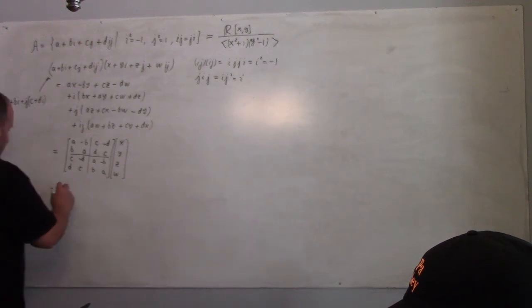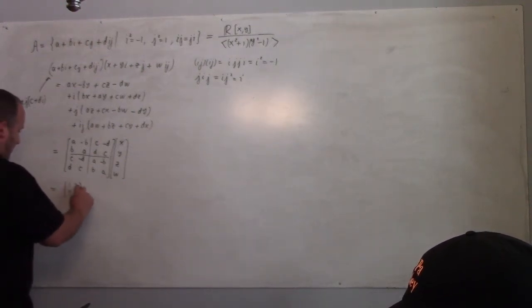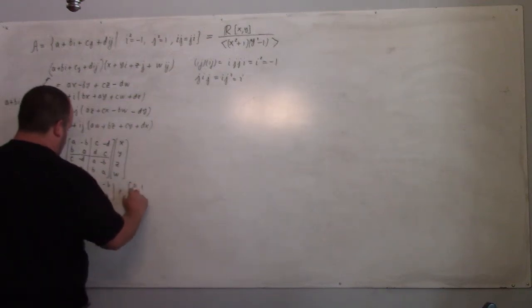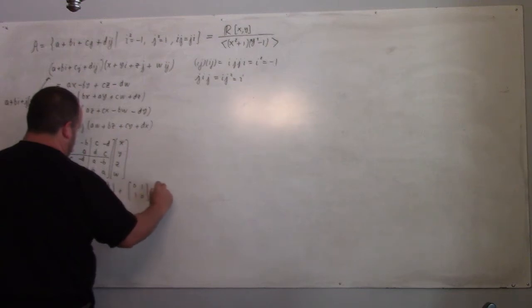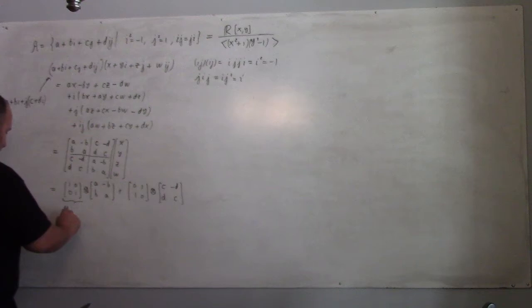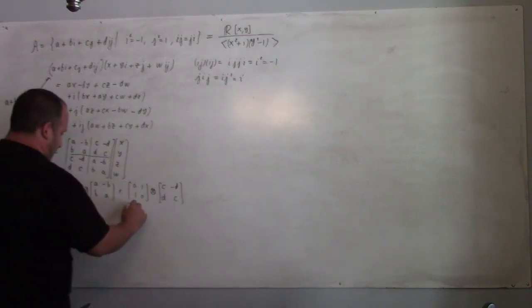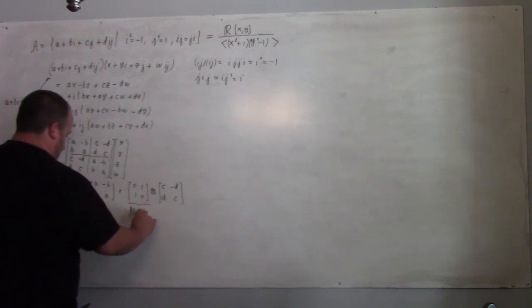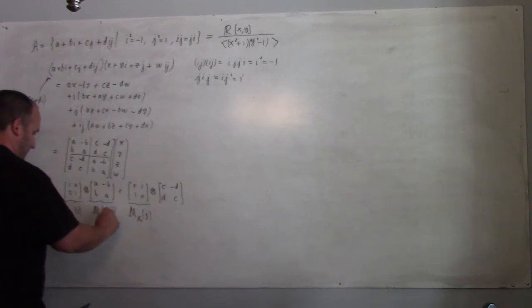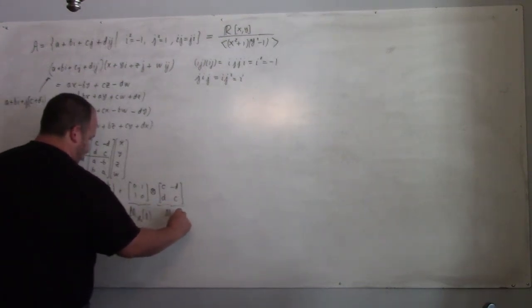Alright, so what we have is the 1, 0, 0, 1 matrix tensored with the A minus B, B A matrix, plus the 0, 1, 1, 0 matrix tensored with the C minus D, D C matrix. Not an accident. This is the matrix representation in the hyperbolics of the number 1. This is the matrix representation in the hyperbolics of J. This is the matrix representation in the complex numbers of A plus BI. And this is the matrix representation in the complex numbers of C plus DI.